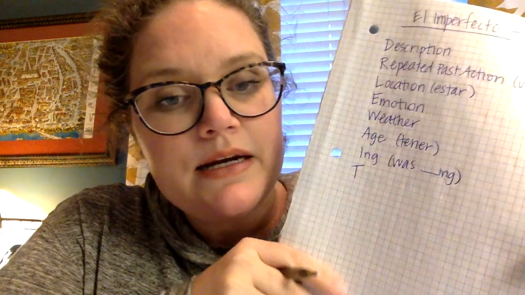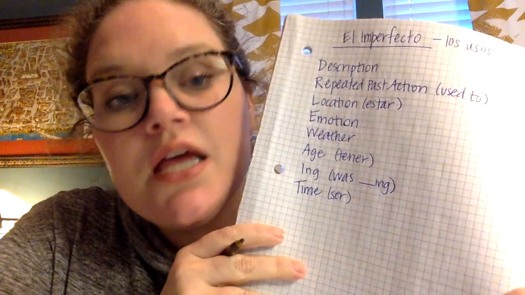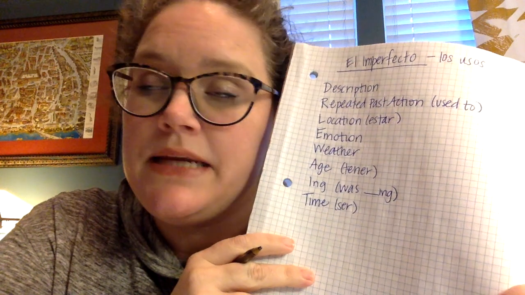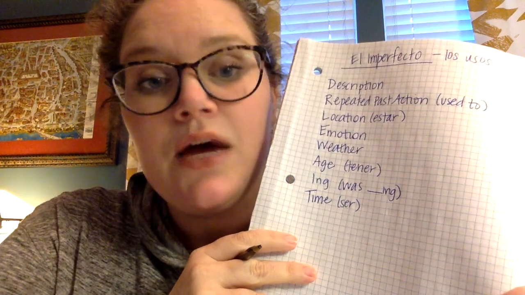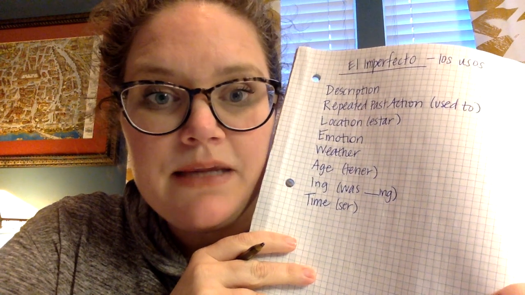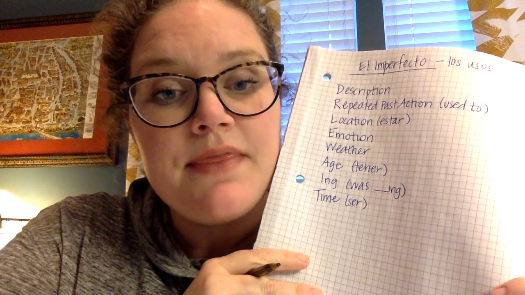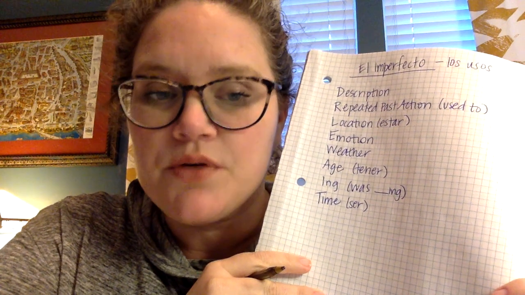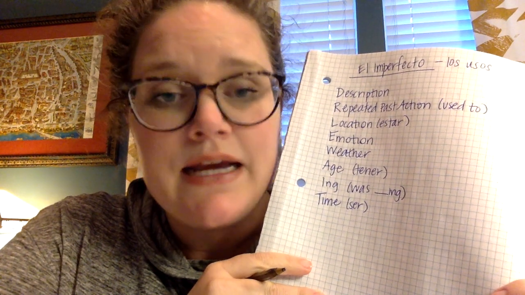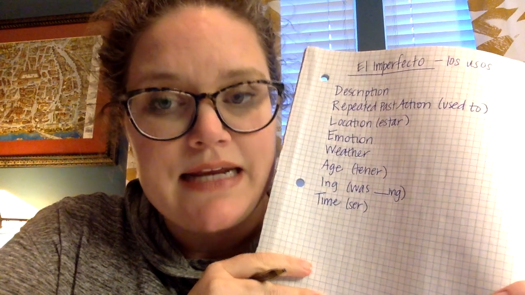Y la T representa time. Now, do you remember what word we used for time? How to tell time? To tell time, we're going to use the verb ser. So I'm going to put that in parentheses as my clue. So, eran las 10 de la mañana. Era la 1 de la tarde. Anytime I give you the time and I'm talking about the past, I have to use the imperfect tense because time is not an action. Time is kind of like setting the scene.